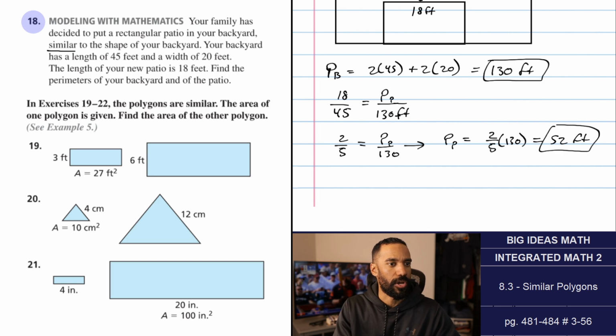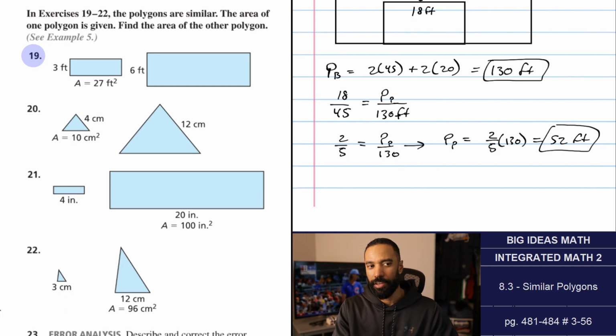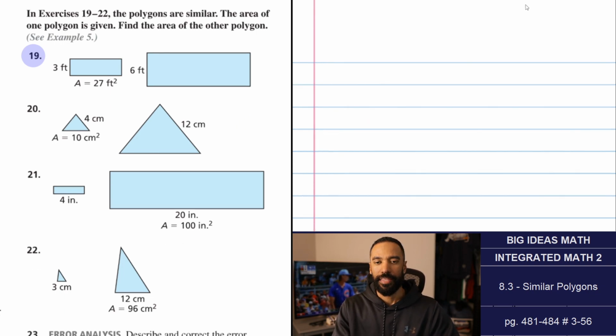Where's my little workstation? There it is. Okay. Let's go to number 19. Numbers 19 to 22. The polygons are similar. The area of one polygon is given. Find the area of the other polygon.